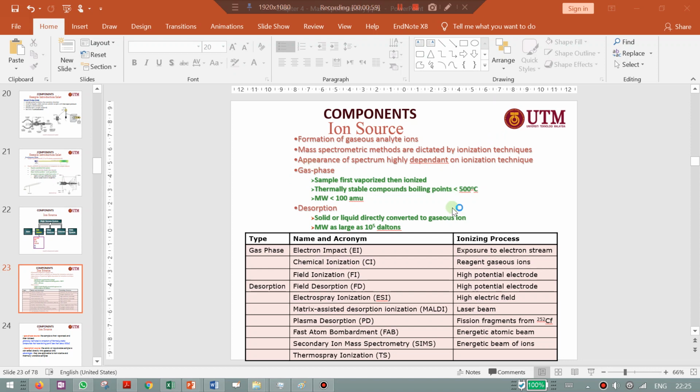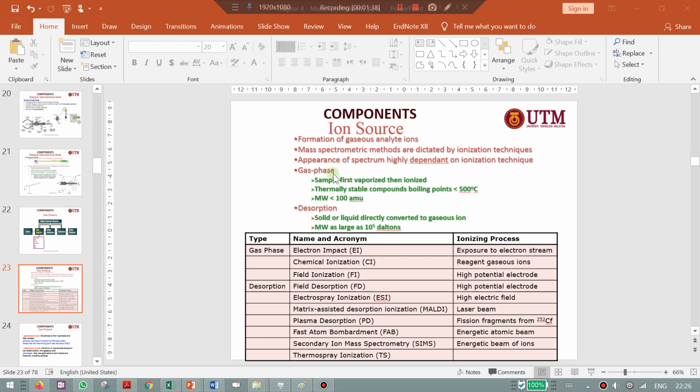If we look here, our ion sources can be divided into gas phase ion sources and desorption ion sources. In the gas phase, the sample is first vaporized, then ionized. But in desorption, the solid or liquid is directly converted to gaseous ions. This is what we use in HPLC and capillary electrophoresis. The gas phase is usually used in gas chromatography systems.